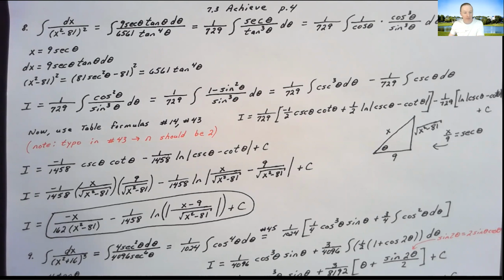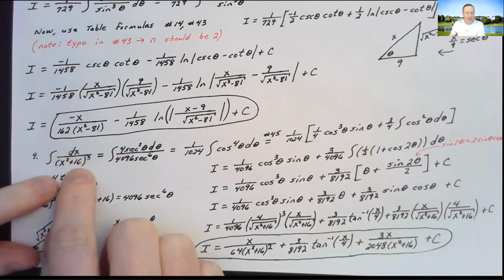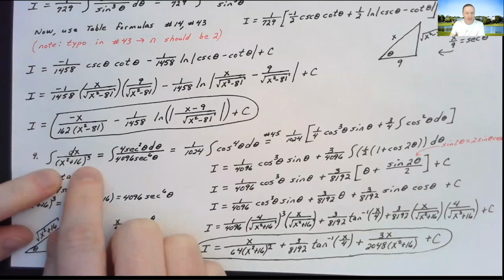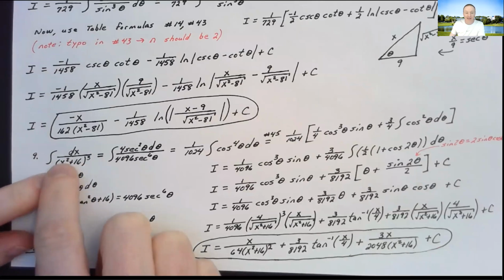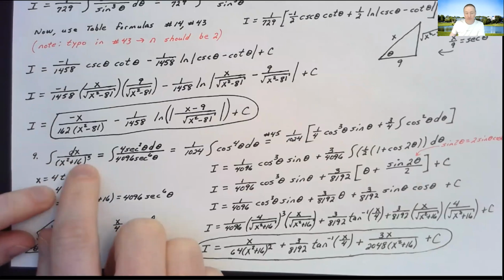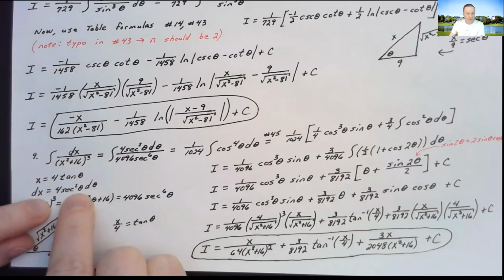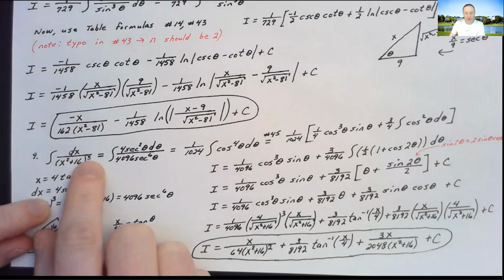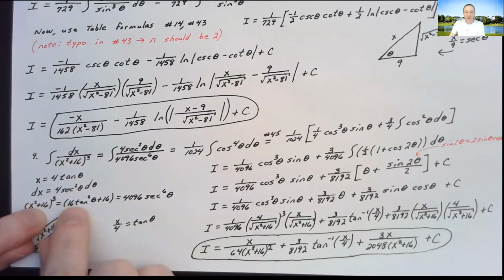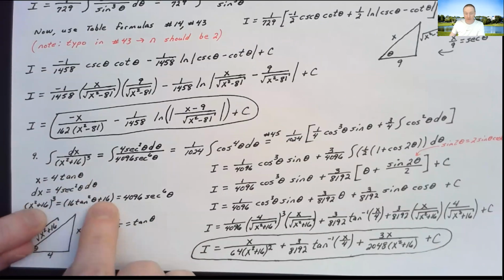So looking at number 9 here with you, I have the integral dx over x squared plus 16 to the 3rd. As soon as I see x squared plus a squared, I know I'm going to let x equal a, which is 4 in this problem, tangent theta. Well, dx is 4 secant squared theta d theta. I need to show what x squared plus 16 cubed is. That's going to become x squared, which is 16 tangent squared theta, plus 16.